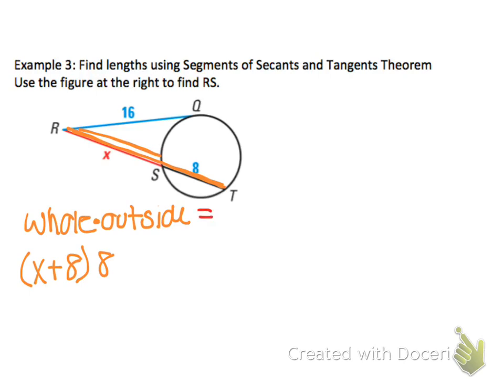And then that's going to be equal to, now this one we don't necessarily have a theorem for, but this is going to be for the tangent. So anytime you have a tangent, remember this doesn't have a piece that's inside of the circle. So anytime you have a tangent, it's just going to be the tangent squared. So in this case, I'm going to have 16 squared.